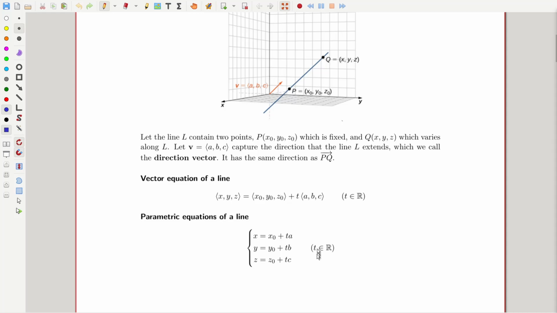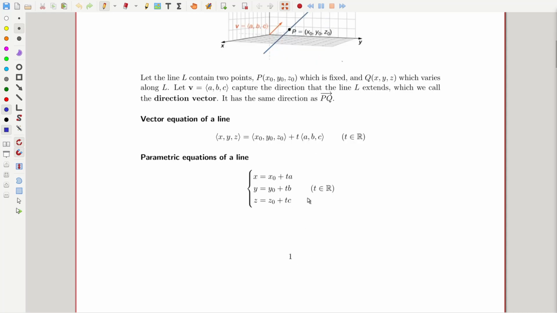Now, to get to this next form, the parametric form, what you do is isolate the components of the vector form. So you can combine all of this together into a single vector and then take the x component, y component, and z component, or you can just read it off, right? So for example, the x component, you'd get x is equal to x naught plus t times a, which is this first equation. And then you can do that for the other two. So that's the parametric form.